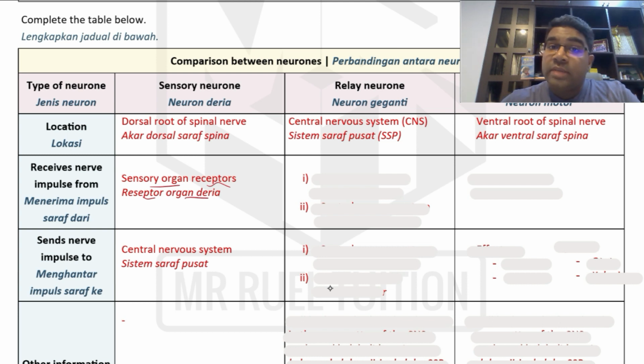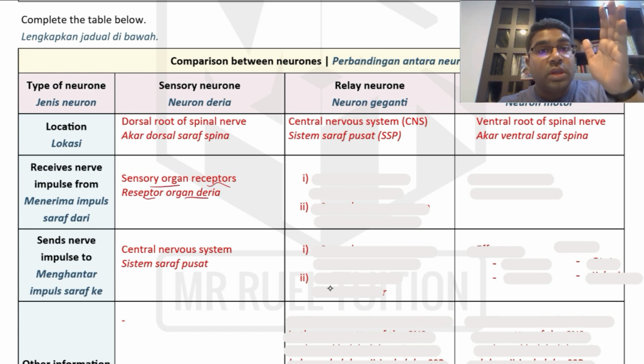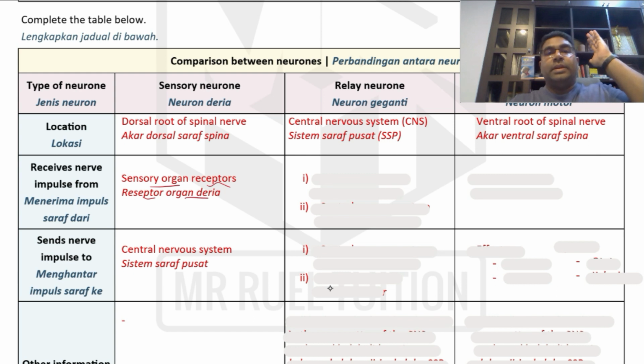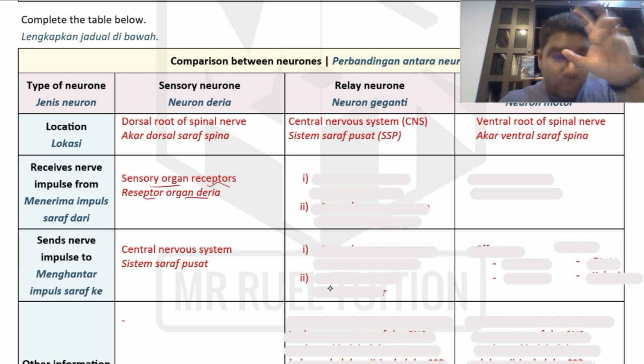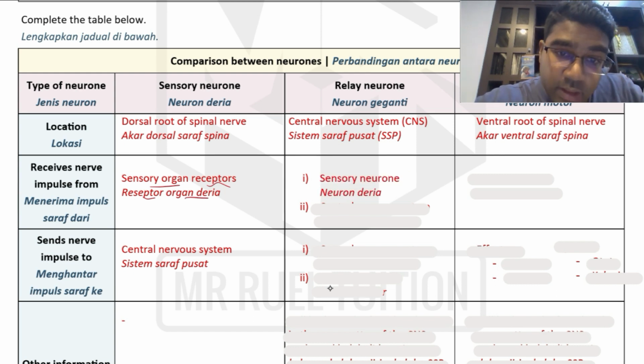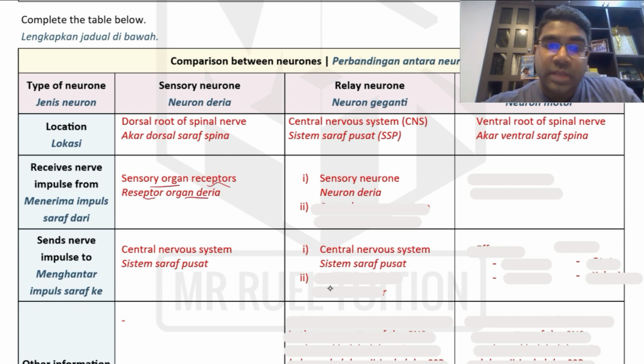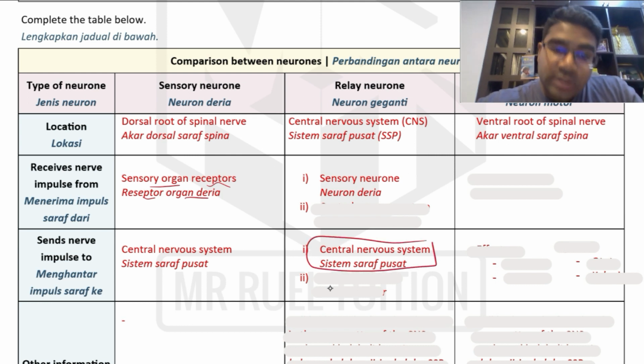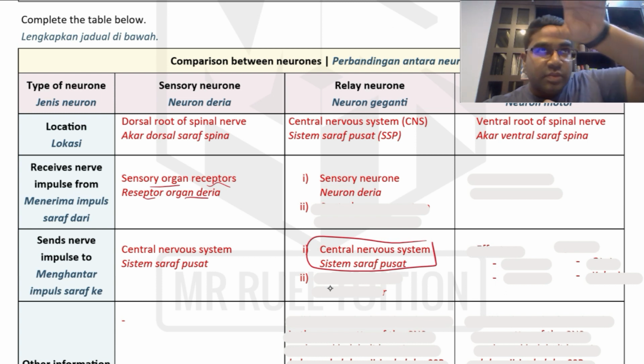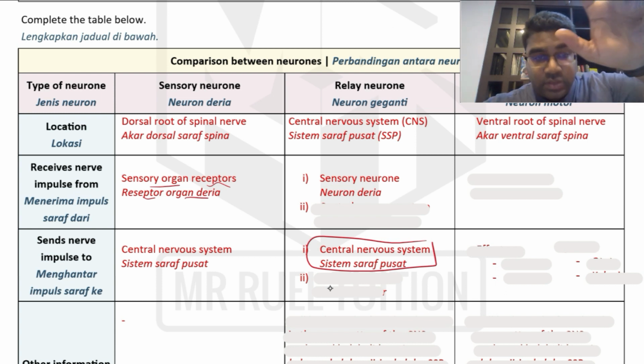So, apa yang ada dalam sistem saraf pusat? Siapa yang terima dia? Who receive the impulse from the sensory neuron daripada neuron deria? Neuron geganti. Right? It's a relay neuron. So, dia tunggu sana, dia terima dari neuron deria. Okay, lepas tu dia hantar kepada CNS, sistem saraf pusat. So, dia hantar kepada sistem saraf pusat. It sends to the central nervous system.